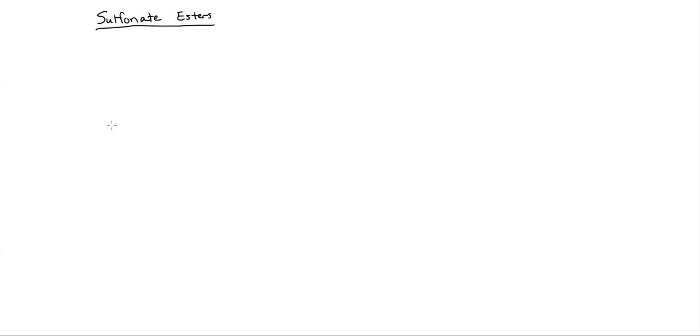Okay, so sulfonate esters. There are three main ways that we can make these. We're going to talk about how to form them first, and then we're going to talk about what we can do with them, right? So there are three different things that we can use to make a sulfonate ester. I'm going to show you an example, and then we will talk about what this is going to look like.